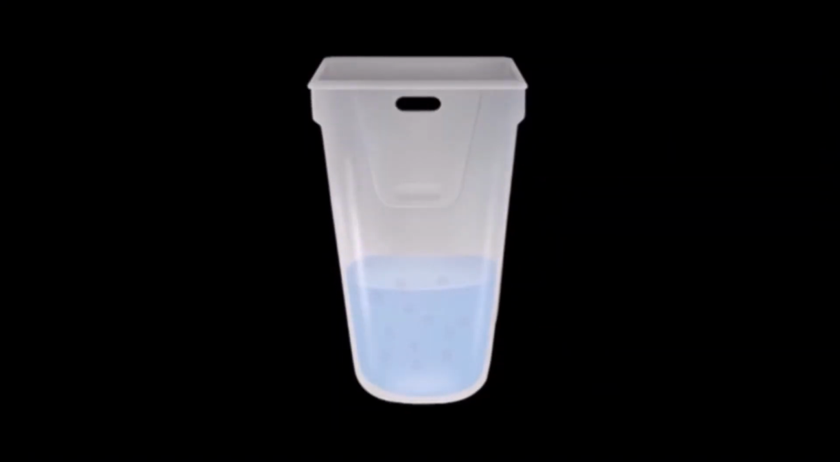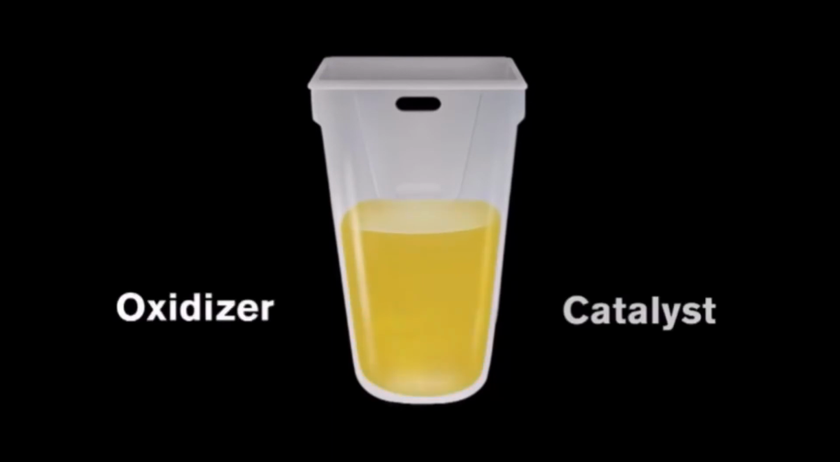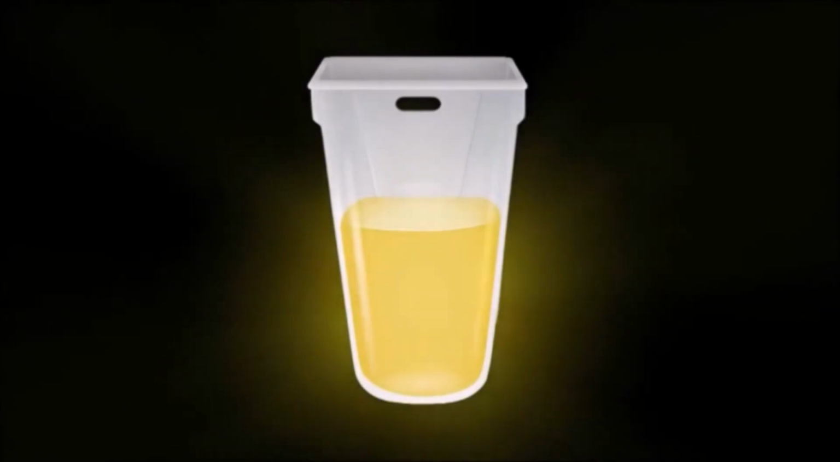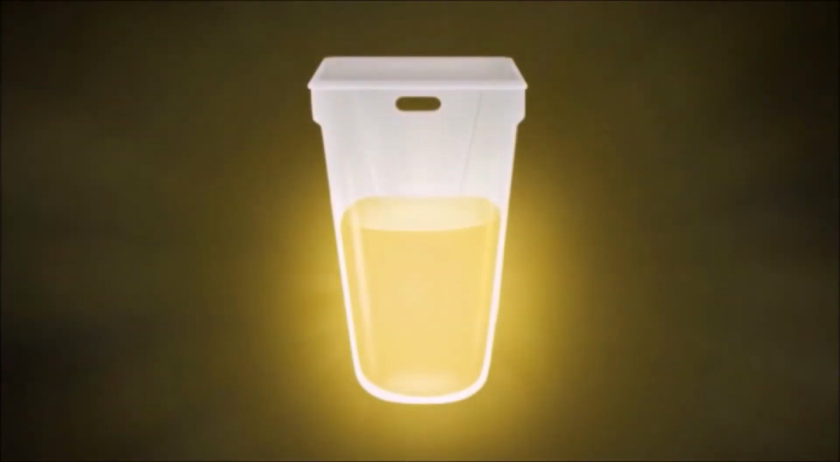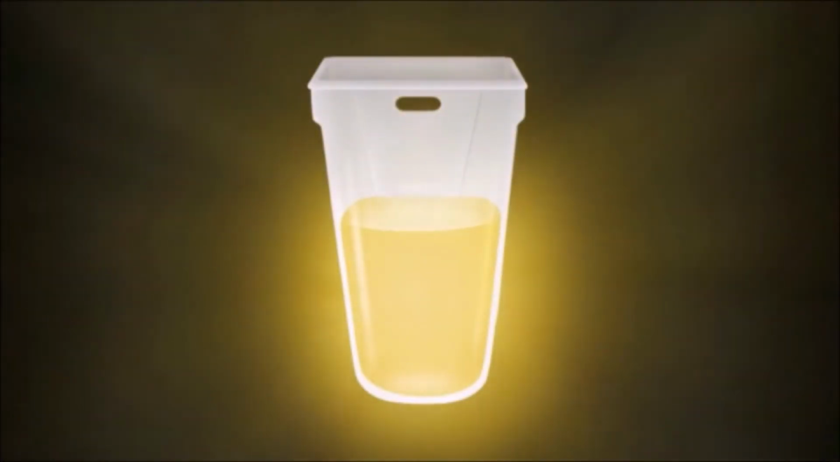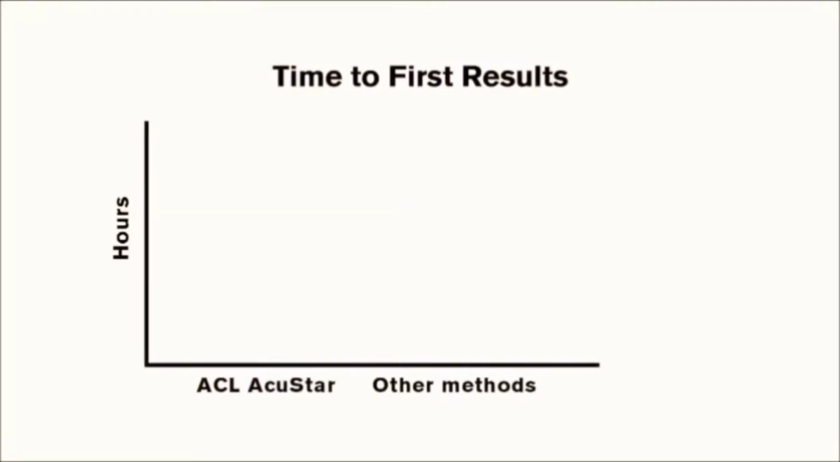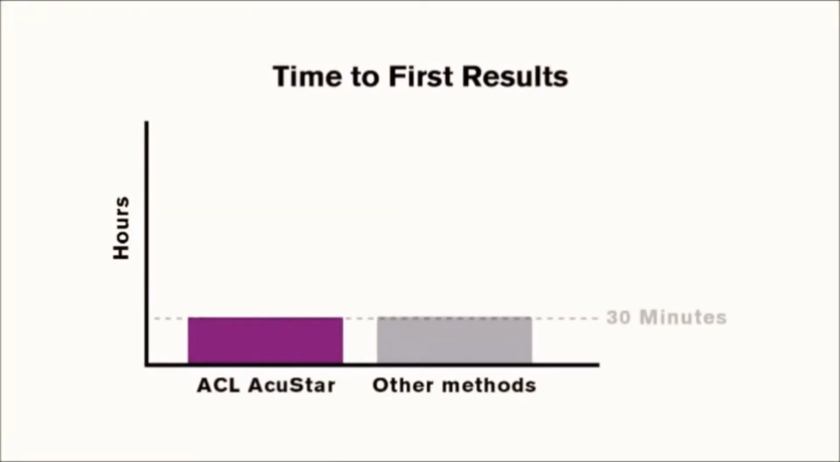The ACL AccuStar cuvette containing the complexes is now ready to be analyzed. The cuvette enters a chamber from which all light is blocked. At this point, two triggers are introduced, an oxidizer and a catalyst, producing the chemiluminescent reaction, which generates a burst of light. The fully automated sequence is completed in less than 30 minutes, as opposed to hours required by other methods.